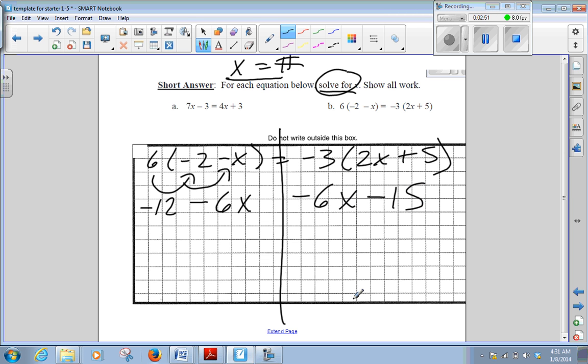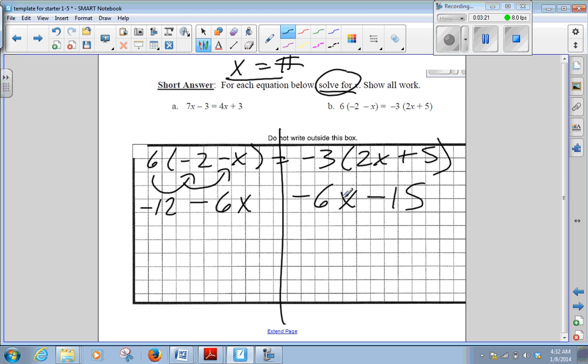So I'm kind of noticing that something's a little bit weird here. I've got a negative 6x and a negative 12 and a negative 6x and a negative 15. So something's going a little funny here probably, but I'm going to keep going just to make sure here. So you might already know that you can't have negative 6x's and put a negative 12 with it and then have negative 6x's over here and a negative 15, and that has to be the same thing.